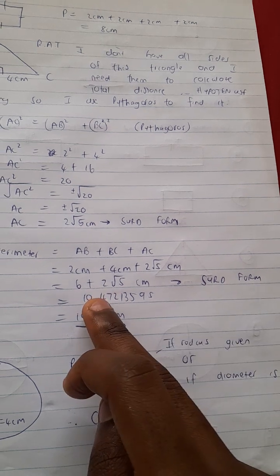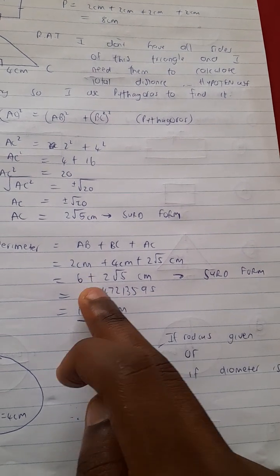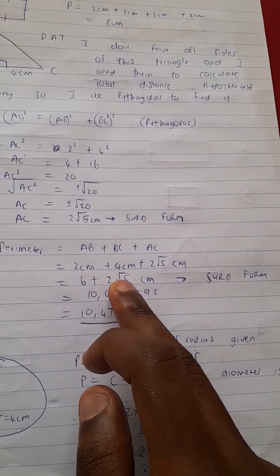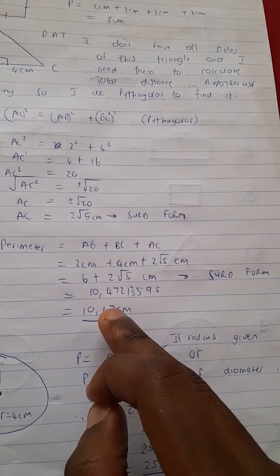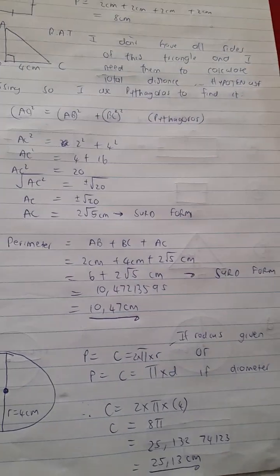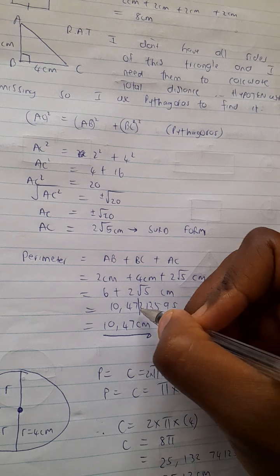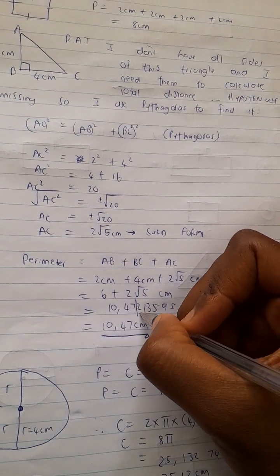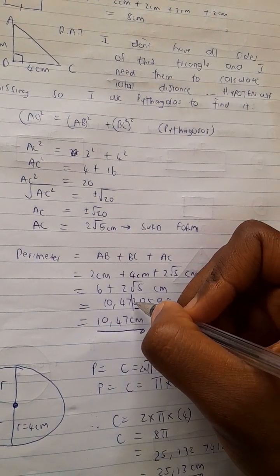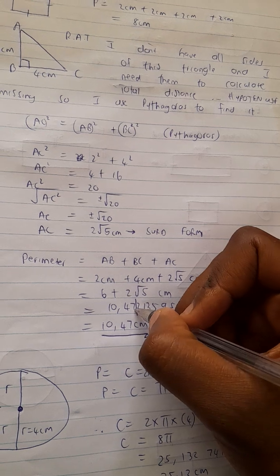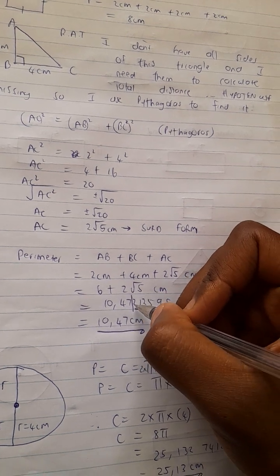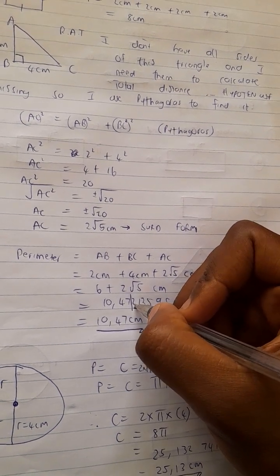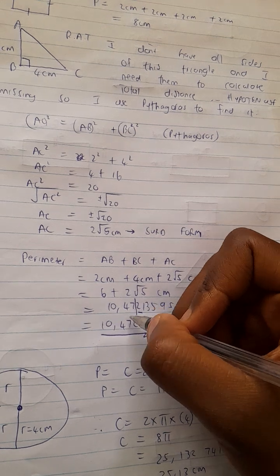But if we are told to round off to 2 decimal places, we go ahead, press SD in our calculator and get 10,47 centimeters. Remember, we cut off at the 1, 2. This number, we ask ourselves, is it 5 and above? Because if it is, then it says to this number, go up by 1. But if this number is 4, 3, 2, 1, then this number stays the same, and you can see it's done exactly that.